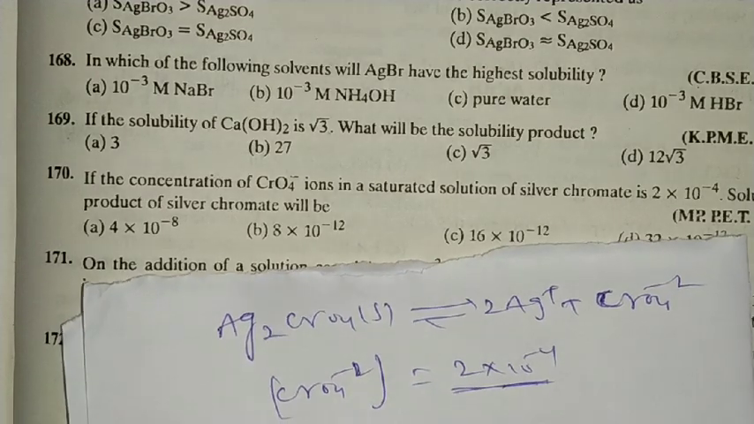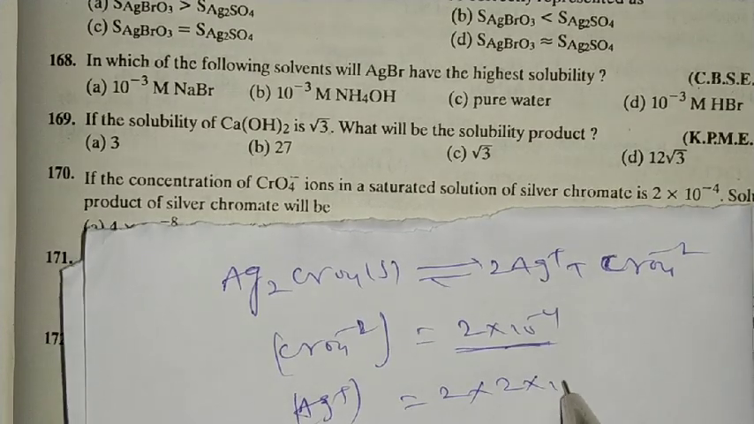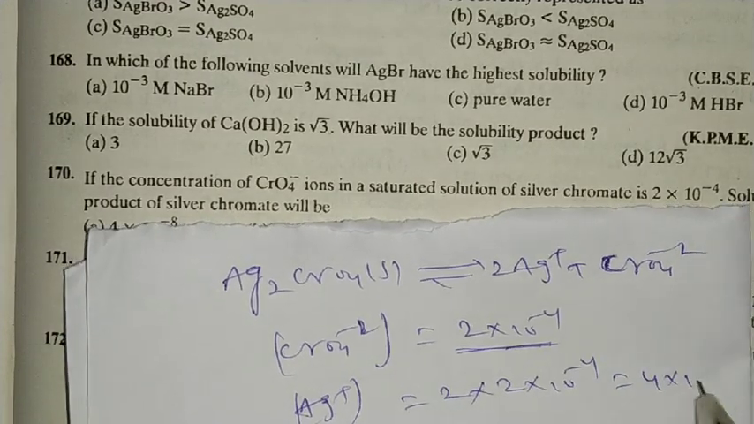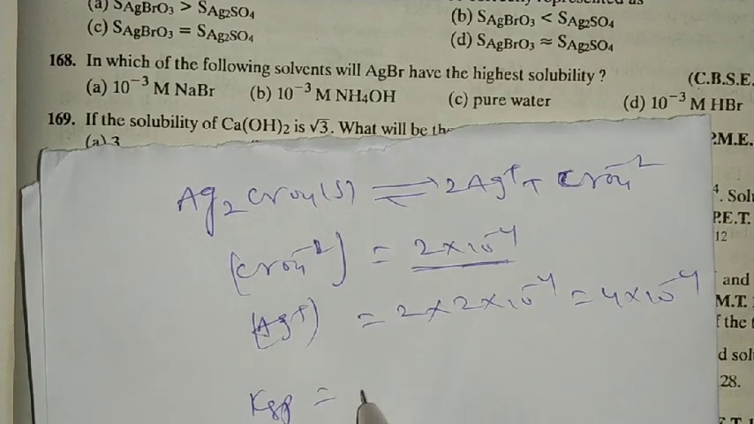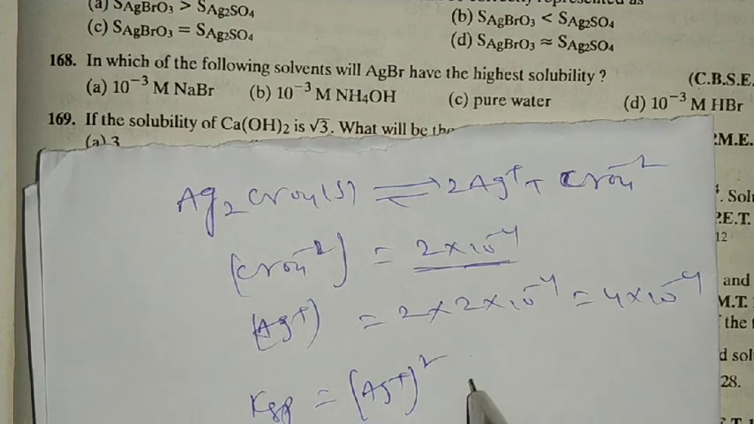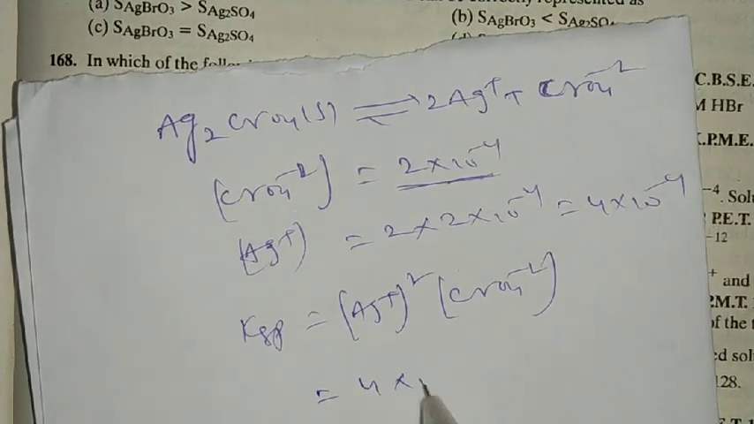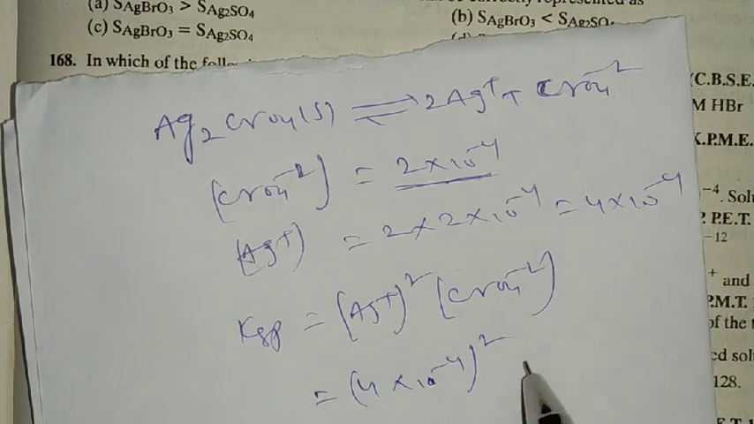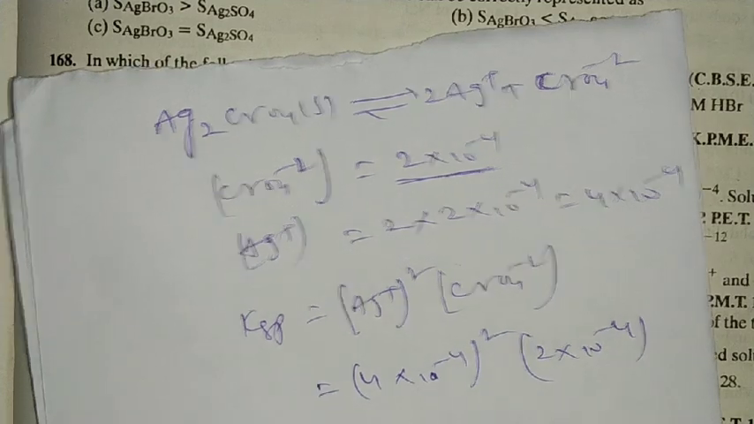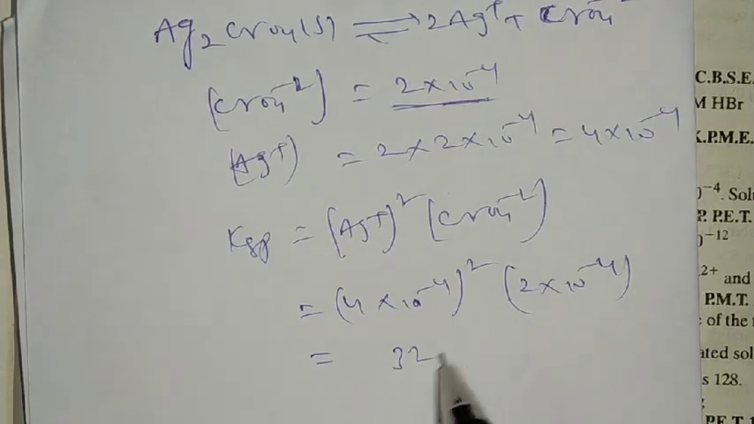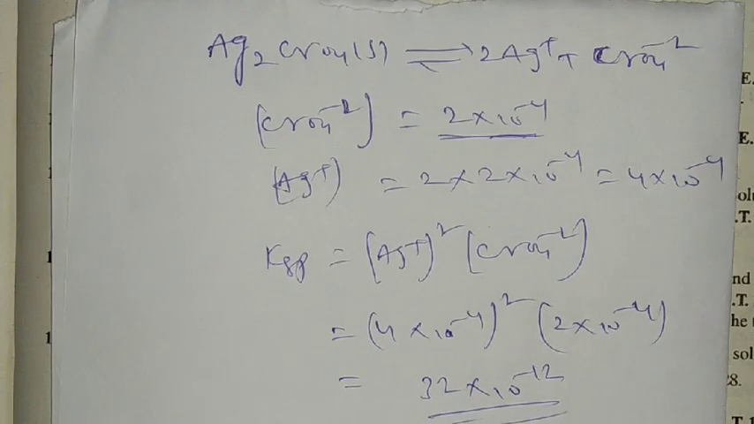Now what is the concentration of Ag+ compared to this? It is 2 times, that is why 2 into 10 power minus 4, that is why 4 into 10 power minus 4. Is it okay? Now Ksp equal to [Ag+]² into [CrO4²⁻]. That is why (4 into 10 power minus 4) whole square into 2 into 10 power minus 4. So if you simplify, you will get 32 into 10 power minus 12. Is it clear? A very simple process.